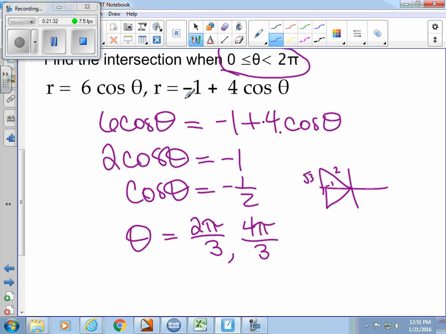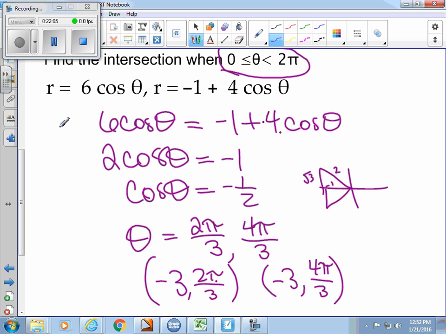If it were this problem, which one would you choose? The one on the left, I don't have to add. Well, I have to multiply, I don't have to add. Would you agree cosine of both of these angles is negative 1/2? So I'm going to shortcut. So R on both of them would be negative 3. So the point of intersection there is negative 3, 2 pi over 3, and then negative 3, 4 pi over 3.